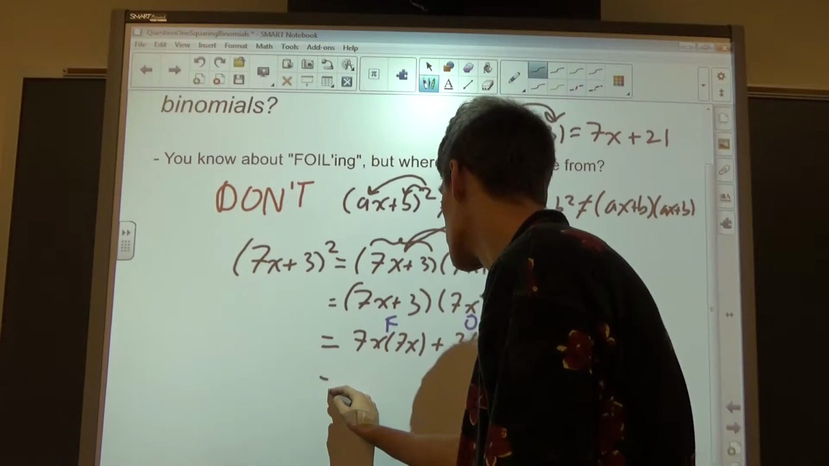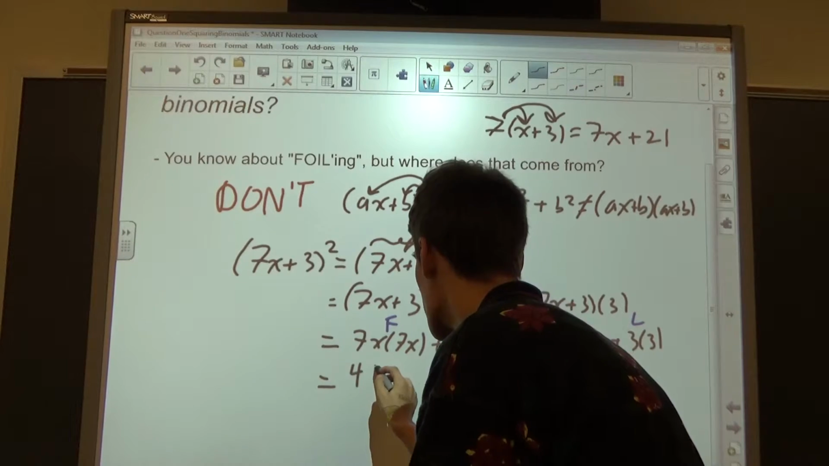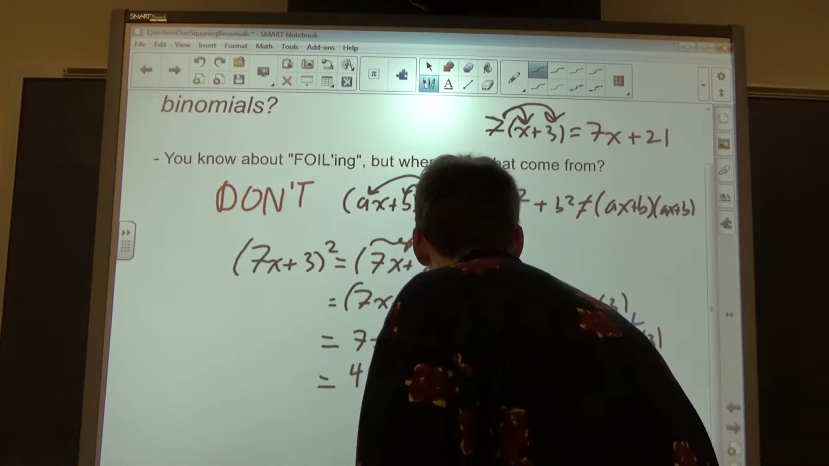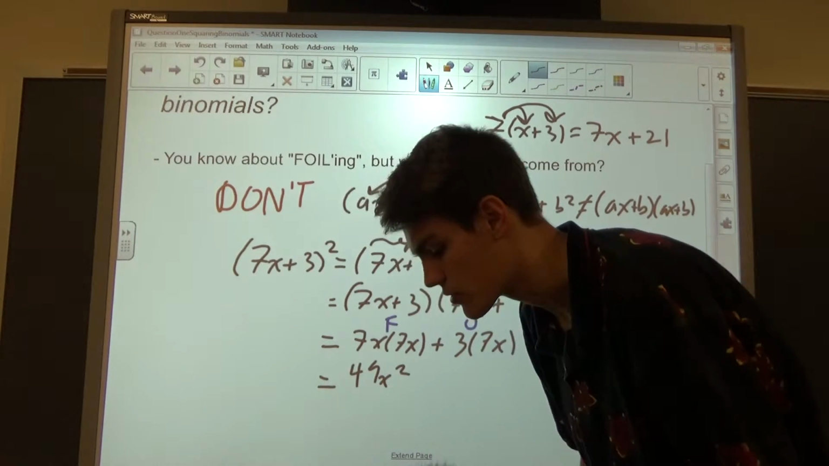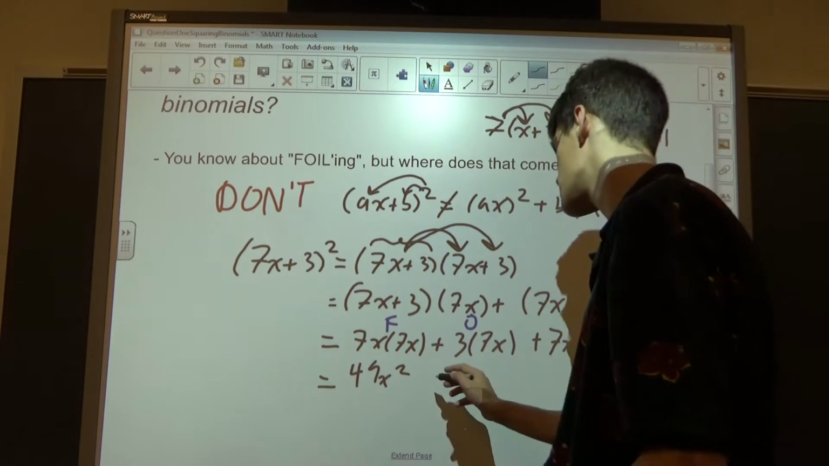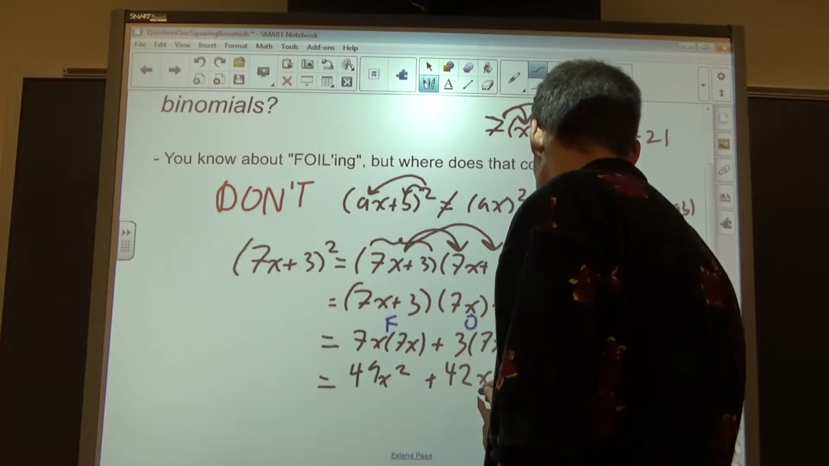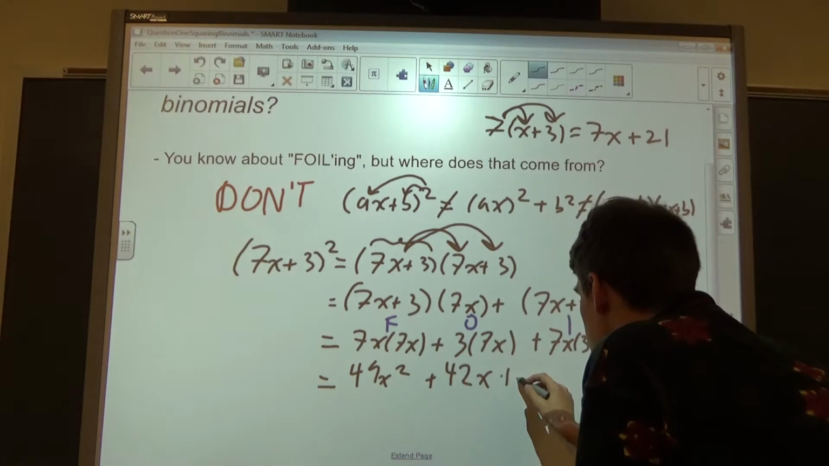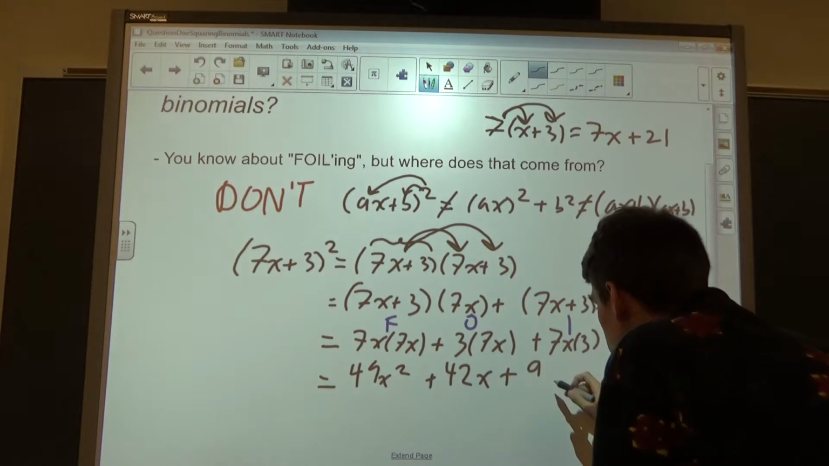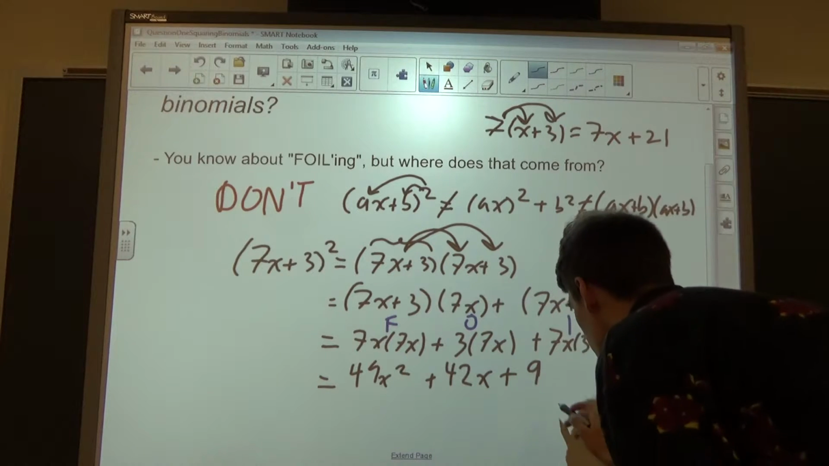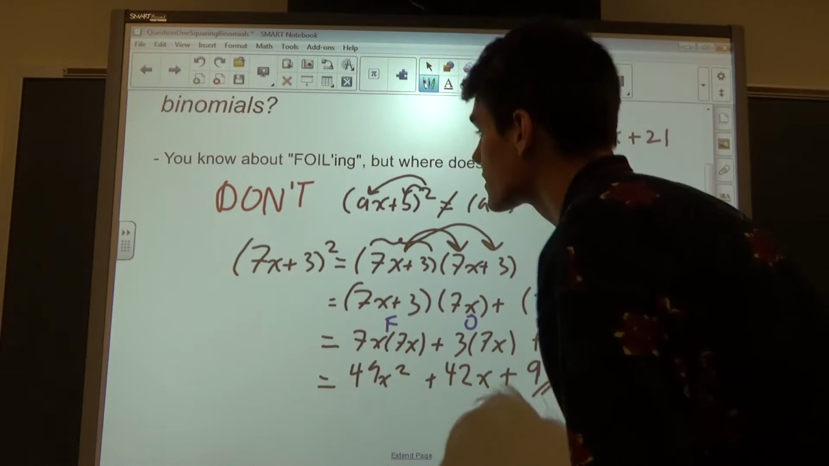I can clean this up a little bit with 49x squared. And then 3 times 7 is 21, and we're doing that twice, so I can just multiply that by 2. Well, I'm actually adding them together, but it's the same thing. So 3 times 3 is 9. And that's our final answer. That's what we worked it out to be.